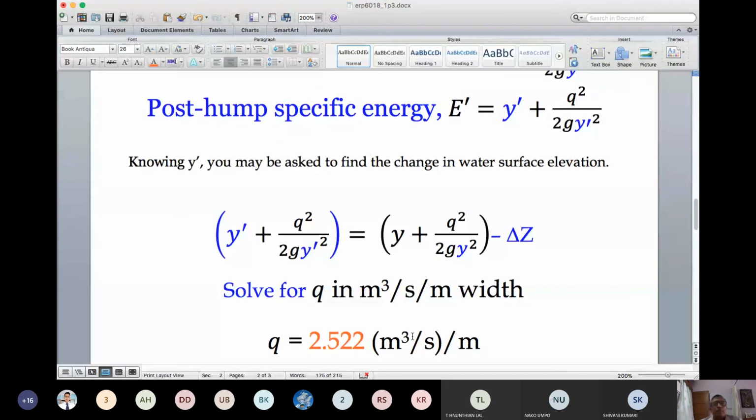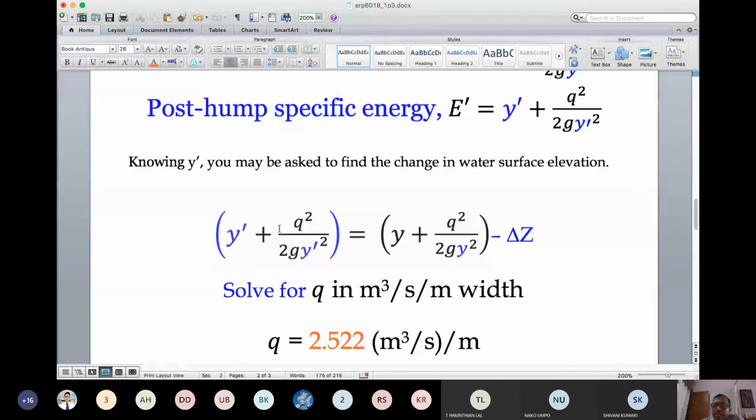So here you get a direct solution for Q, because you can simplify this, transpose these terms and get Q square into something is equal to something, and then straight away you can divide and take the square root for Q. Okay, so this is straightforward. You don't have to go for any solve button.